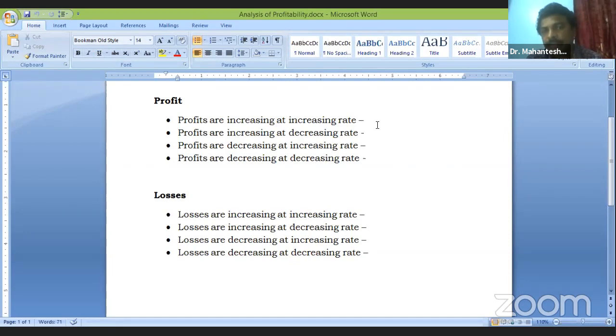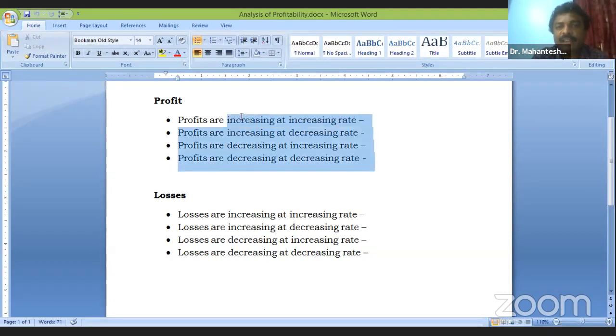If there is a loss, again the same: losses are increasing at an increasing rate, or the losses are increasing at a decreasing rate, or losses are decreasing at an increasing rate, or losses are decreasing at a decreasing rate. We need to look at each of these. If we assume there is a profit, as a financial analyst you need to look into all these 4 bullet points if there is a profitability in the company.